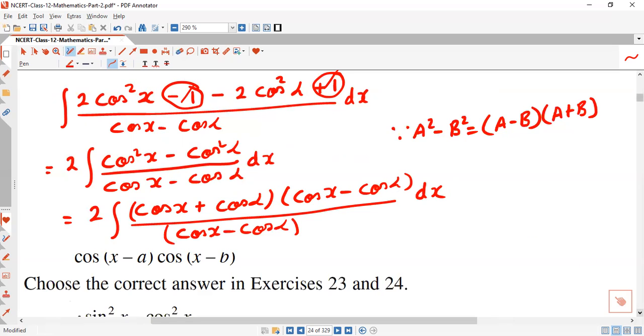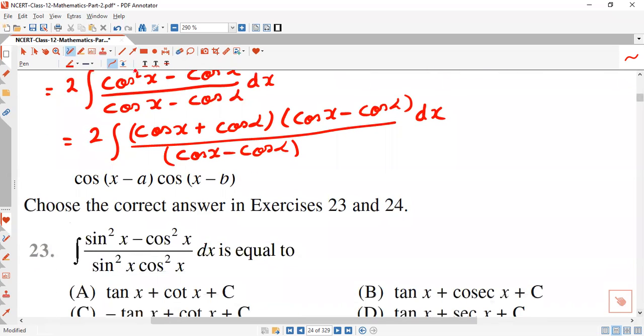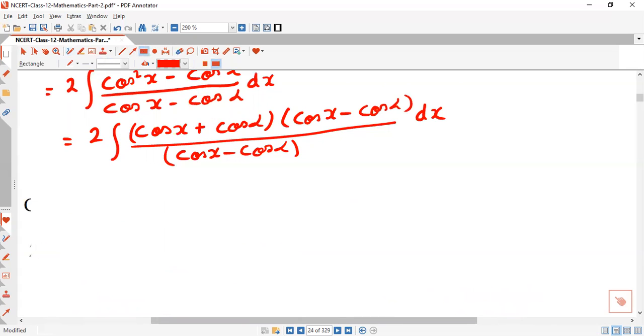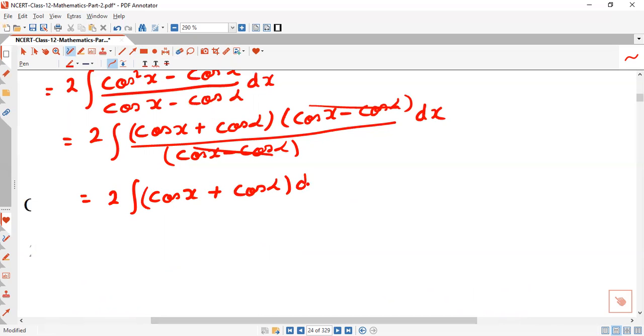Now you see in these two terms, the denominator terms will be cancelled out. So it becomes 2 times integration of only these terms: cos x minus cos alpha will be cancelled out. So now we have only cos x plus cos alpha dx. This we do the integration separately.